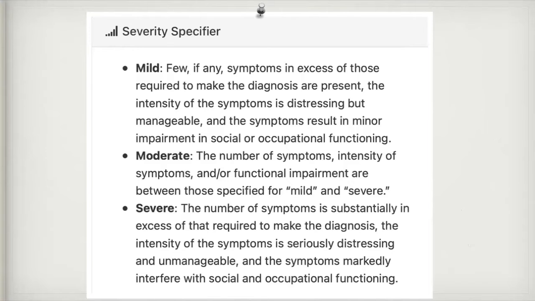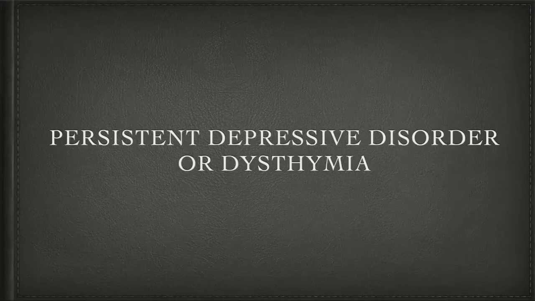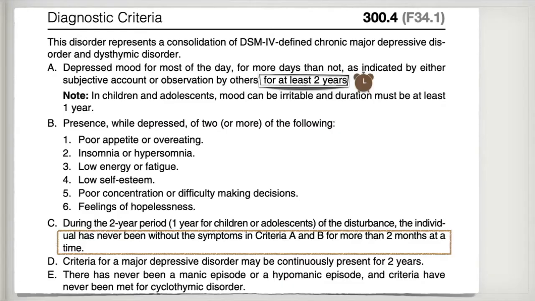Now we move to another depressive disorder, which is persistent depressive disorder, also known as dysthymia. This is the diagnostic criteria from DSM-5. The duration for dysthymia is that the patient should have symptoms, at least 2 out of the following 6, for at least 2 years.